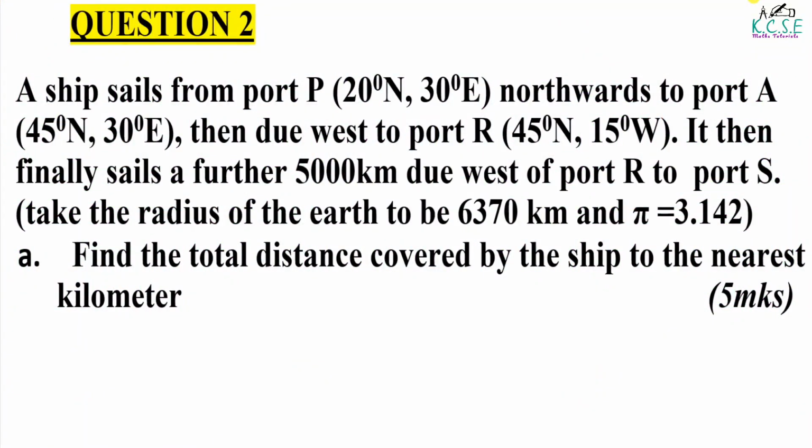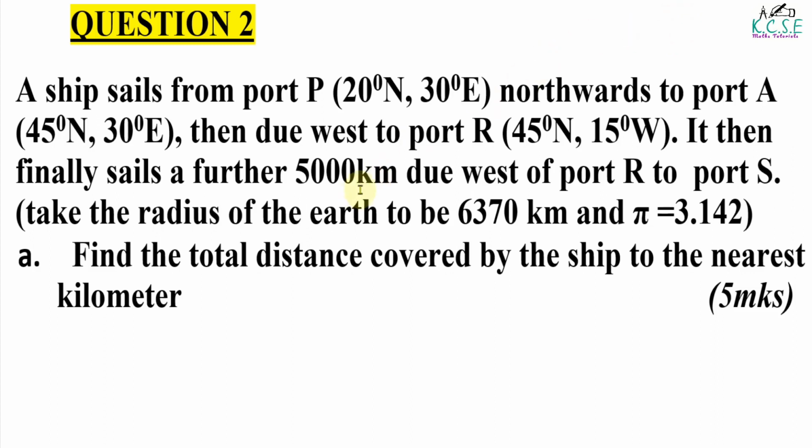Question number 2. A ship sails from port P, 20 degrees north, 30 degrees east, northwards to port A, which is 45 degrees north, 30 degrees east, then due west to port R, which is 45 degrees north, 15 degrees west. It then finally sails a further 5,000 kilometers due west of port R to port S. Take the radius of the earth to be 6370 kilometers and pi to be 3.142.